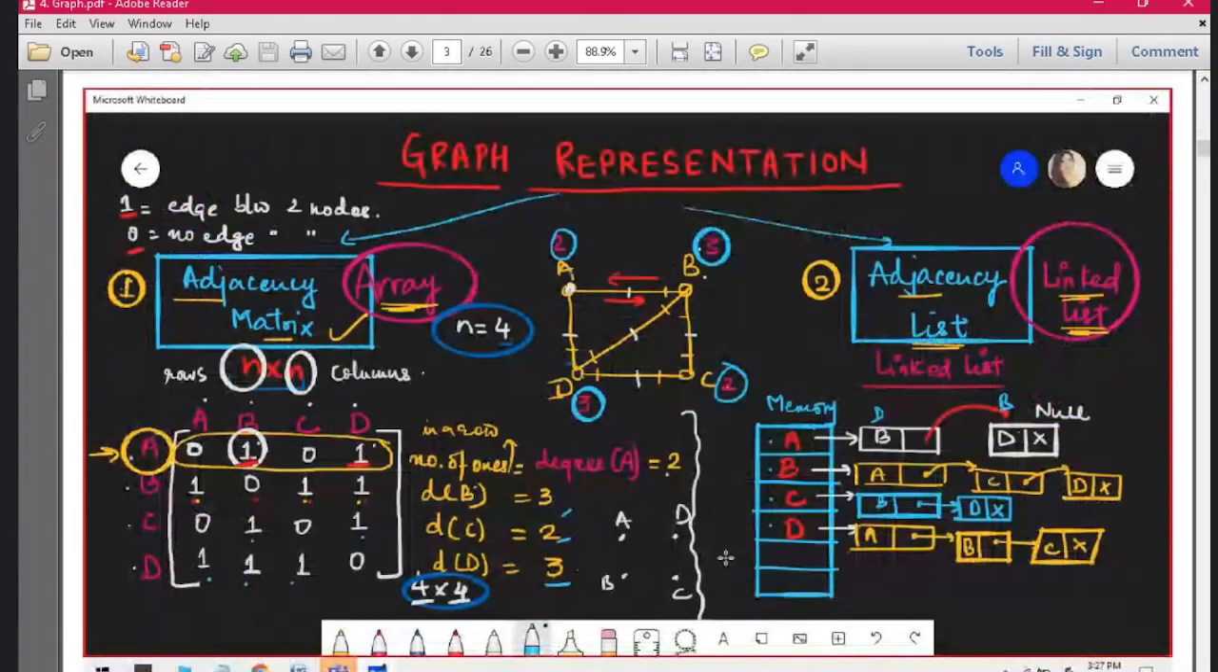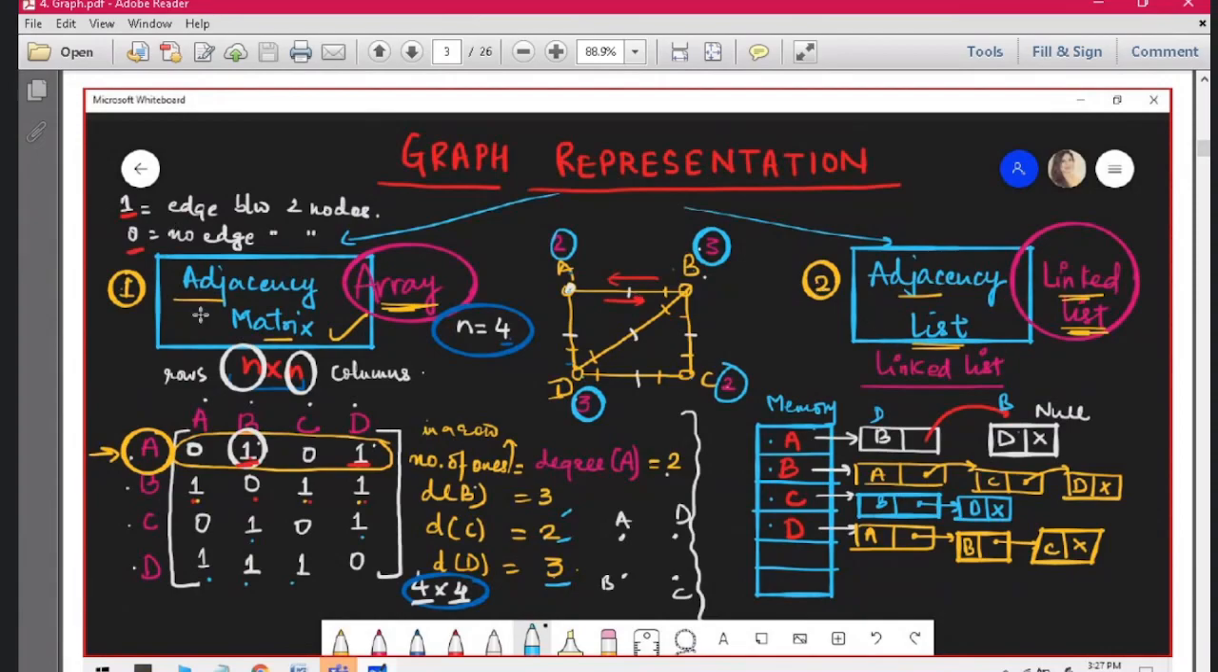Now we have studied what is a graph, what are the applications of graph, what are the types, and how to represent a graph mathematically. But now we will understand how to represent a graph in your computer basically. So there are two ways. This is very, very important for your exam. One way is adjacency matrix, another way is adjacency list.